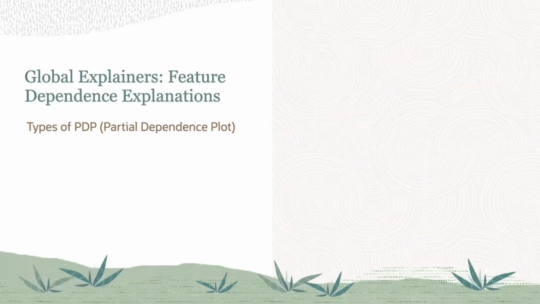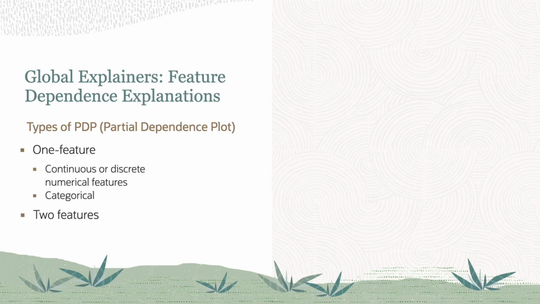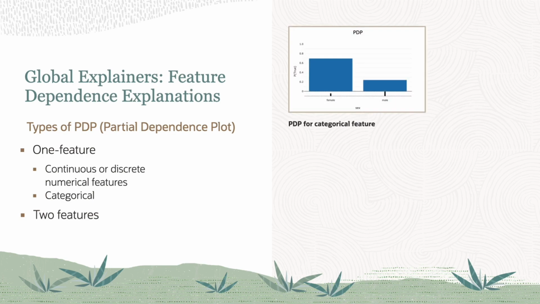So let's discuss the types of PDP plot. These are one feature and two features. With one feature, it could be either continuous or categorical. Moving on to the plot itself, this is the PDP, the partial dependence plot for the categorical feature. You can see here the bar chart with each bar representing the average prediction from the model. And the x-axis shows the different values for the selected feature. For example, here this is sex, and this is female and male.